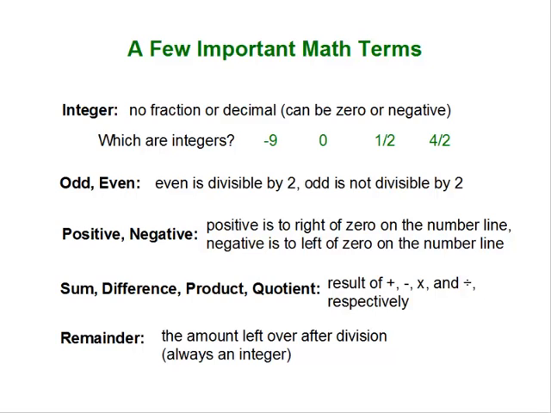Sum, difference, product, and quotient. These are the math symbols that we all learn probably first in our math careers. And we'll be doing some operations today with those. And remainder is what's left over after division. So, for example, 9 divided by 4, the 4 goes in 2 times because 8 is less than 9, but 8 leaves 1 left over. So 9 divided by 4 is 2 with a remainder of 1.